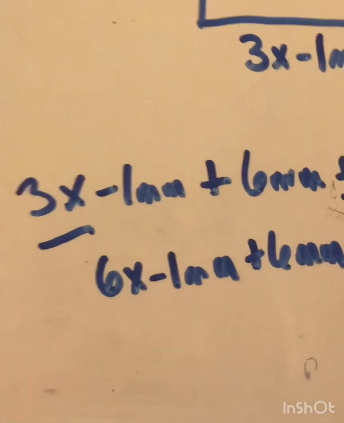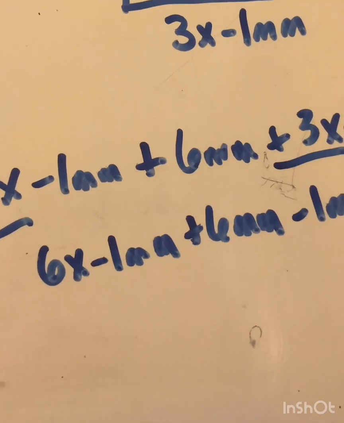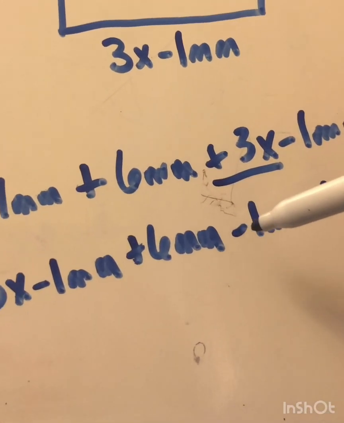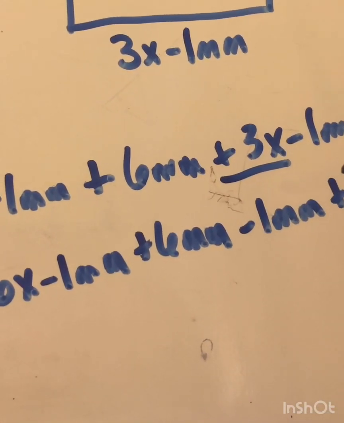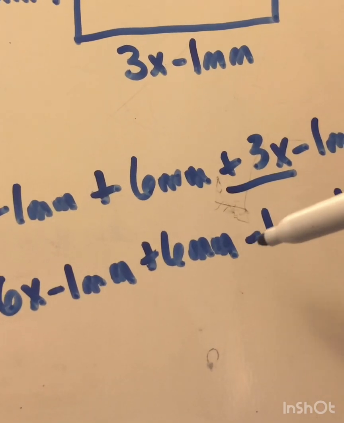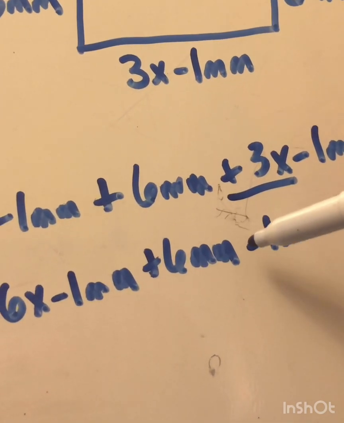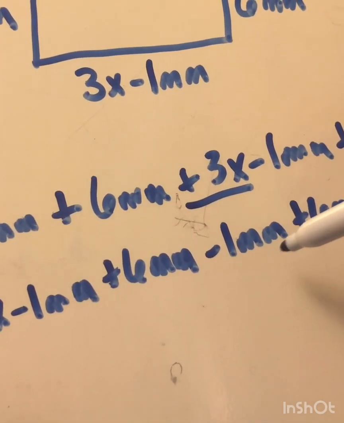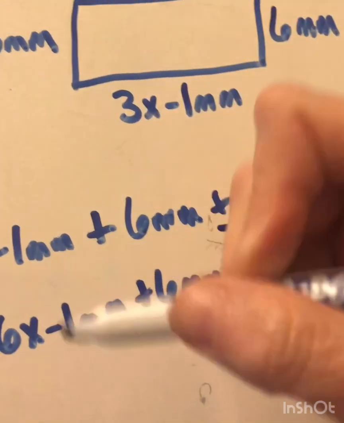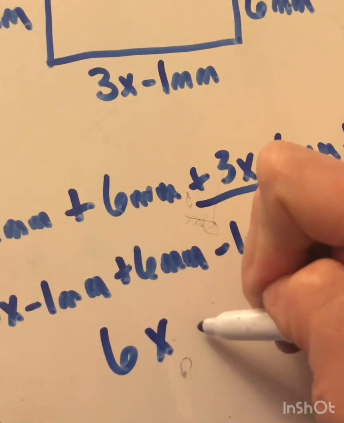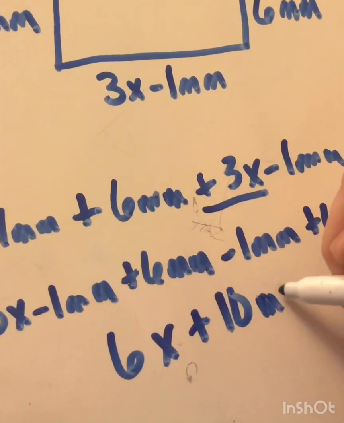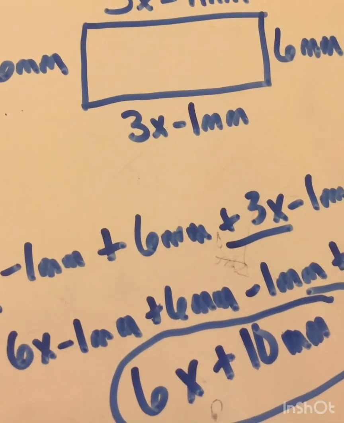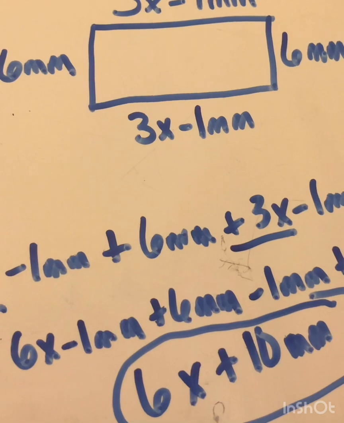Okay, so now I have to look at my millimeters, right? So I'm going to combine them. So -1 plus 6. Well, if you drew a number line or you pop that in a calculator, you would get a positive 5, okay? So positive 5 minus 1 is 4, okay? And then 4 plus 6 is 10. So we're going to bring down our 6x, and then we're going to add 10 millimeters to it. That is the perimeter of that rectangle, okay? I hope that's helpful. So that's just combining like terms.